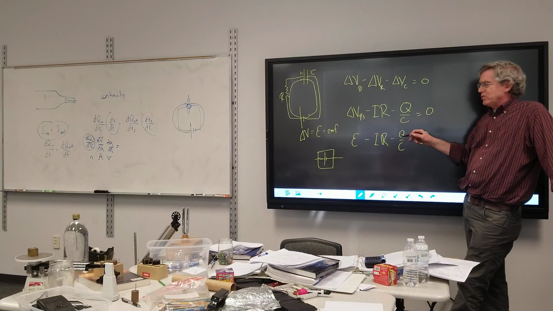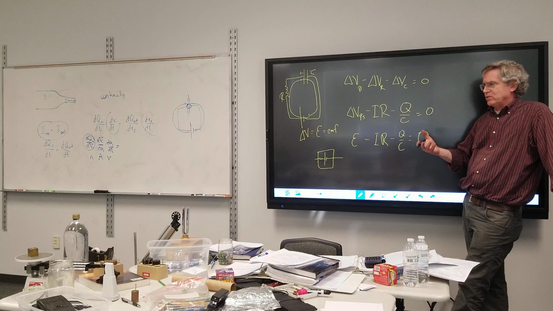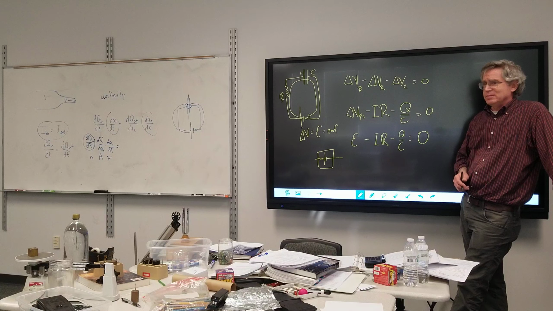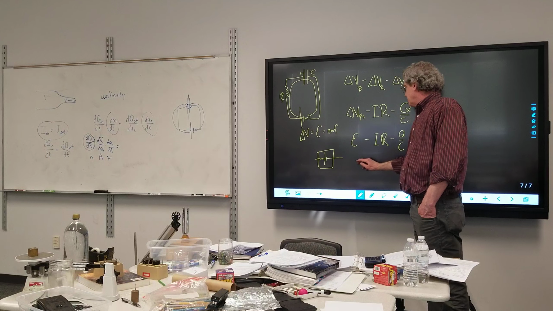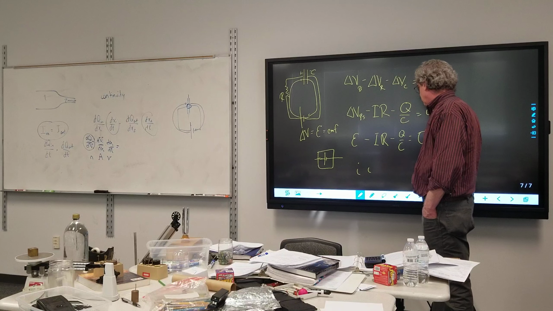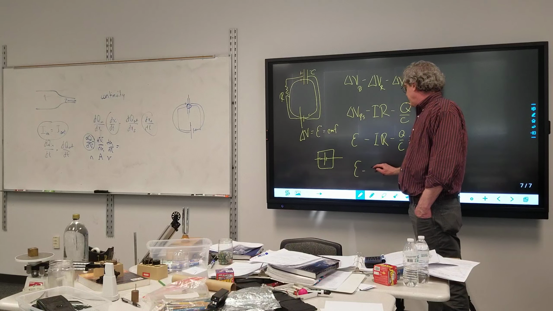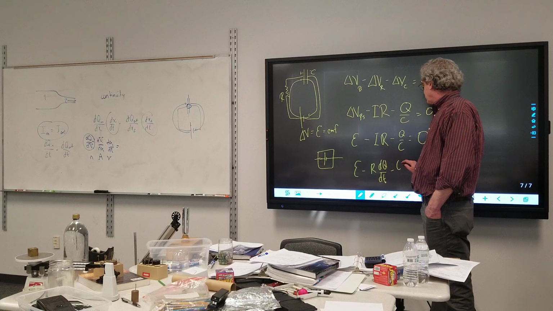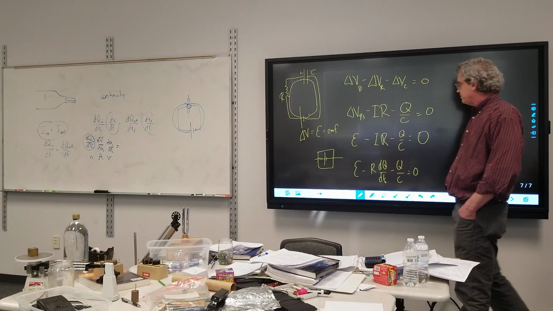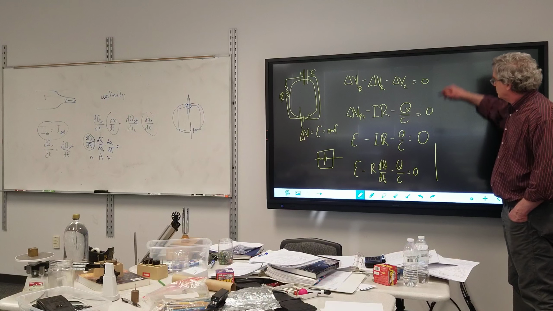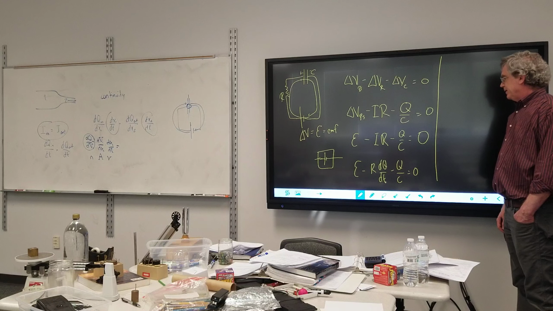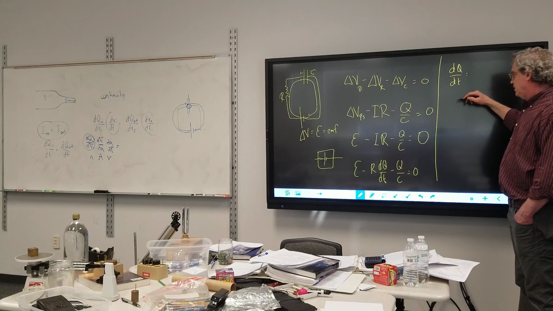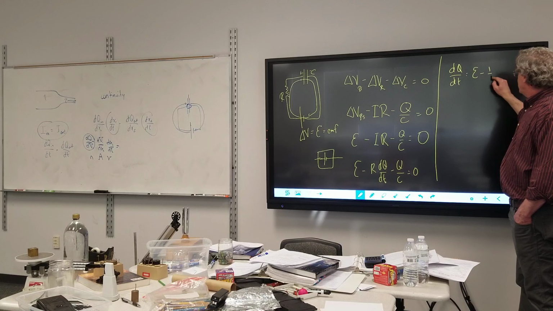But I now need to express this in terms of a single variable if I want to actually solve it. And I know that current is dQ/dt. So I'm now going to write this as epsilon minus R dQ/dt minus Q over C equals 0. Let's get dQ/dt by itself. So dQ/dt is therefore equal to epsilon minus 1 over C times Q.